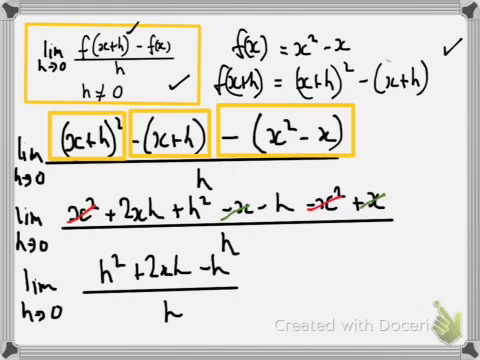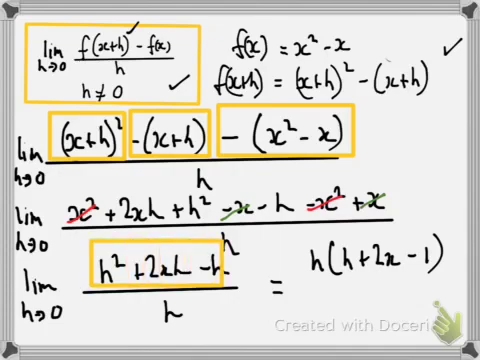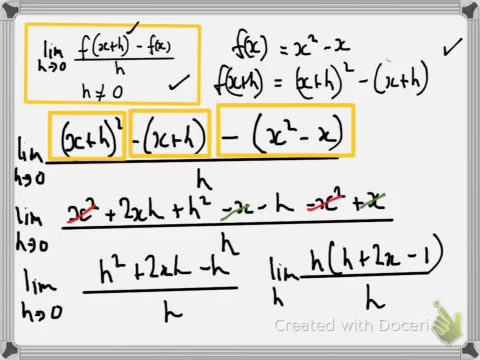We can now take out h as a common factor here. So we get h outside of the bracket: h plus 2x minus 1. I've taken h out of that expression there, over h. And remember, I keep forgetting, I often do this, we've got limit as h approaches 0. So that's where we're at. We'll copy that over to the next slide, and we're nearly finished.